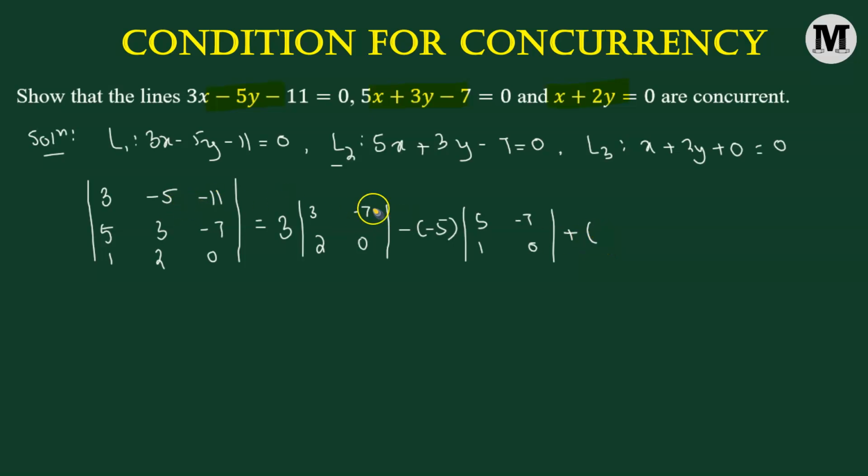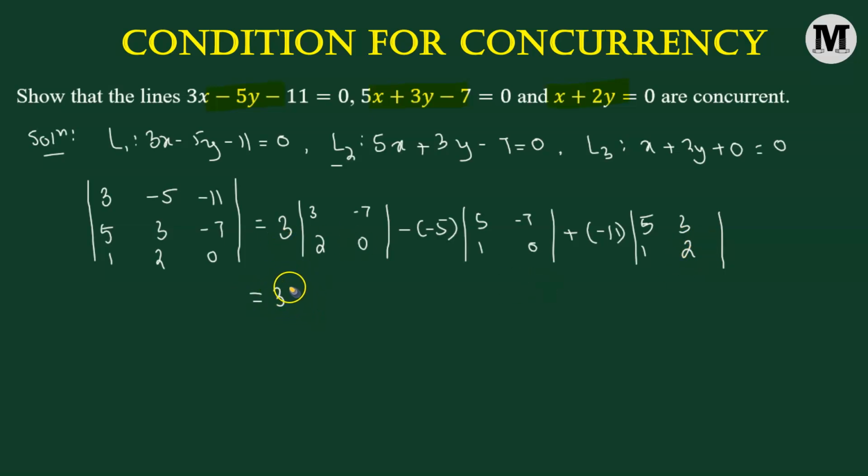Now here we have negative 11 in the first row, third column. So we're going to take negative 11 and multiply it to the 2 by 2 determinant formed by rejecting the row as well as the column that contains negative 11. So we're going to reject the entire first row and the entire third column, leaving us with 5, 3, 1, and 2. Now we're going to expand each of the determinants.